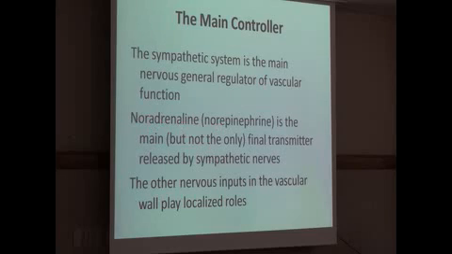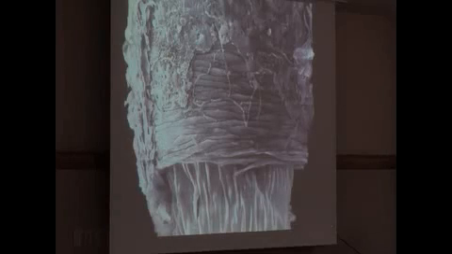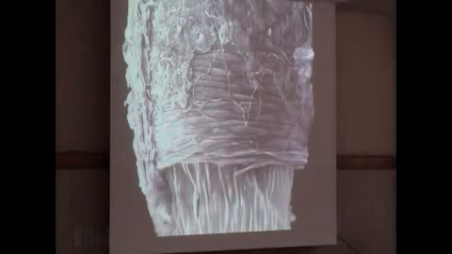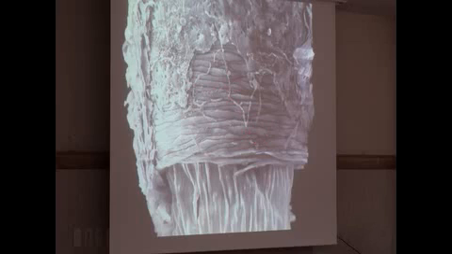Noradrenaline is the major signal used by those neurons. I told you that in most cases the neurons are at the outside of the blood vessels. Only in veins will they penetrate inside the smooth muscle. But as a rule, they form a grid around the blood vessels. And whatever they release has to diffuse to the smooth muscle under those nerve endings.